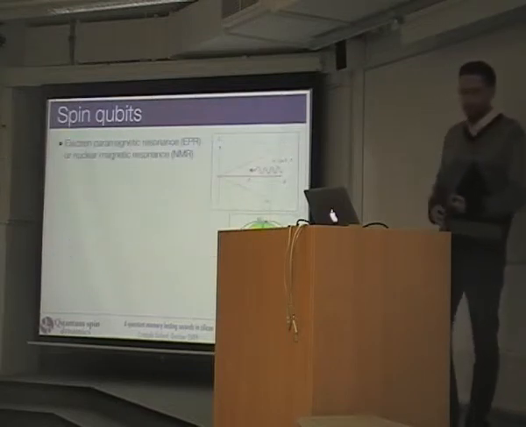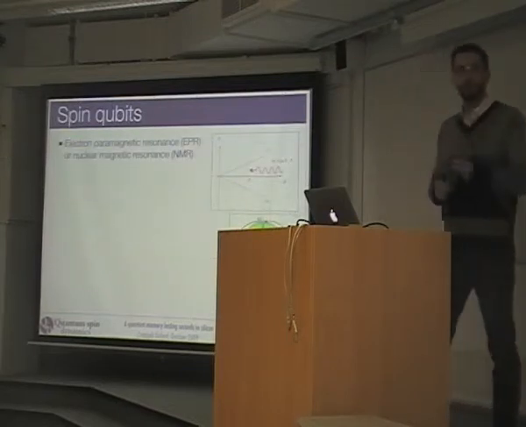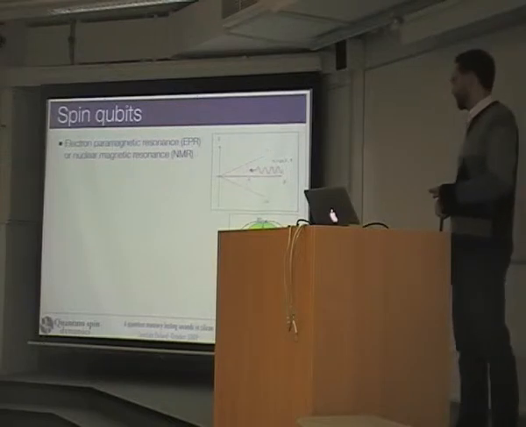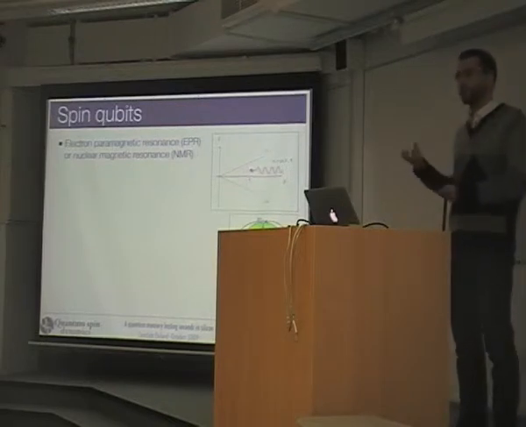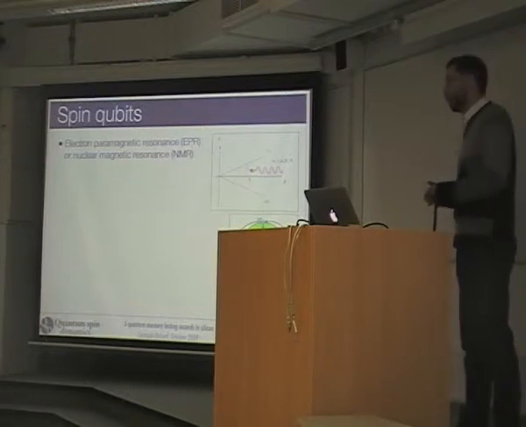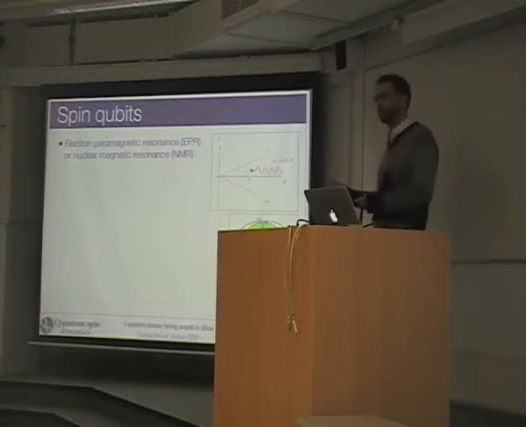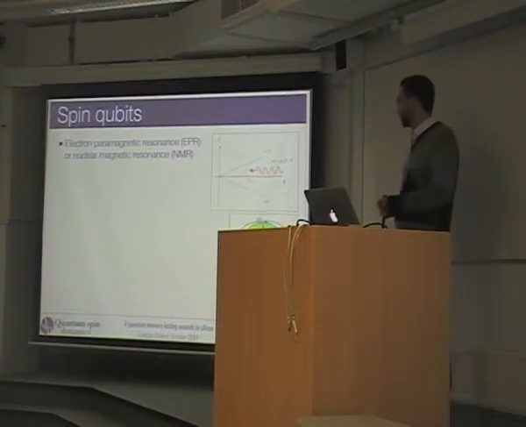So having initialized the system, how can we then manipulate it into some other particular desired state? Here what we can do is really build on a long-established methodology of pulse magnetic resonance, so-called EPR in the case of electron spins, or NMR for nuclear spins.